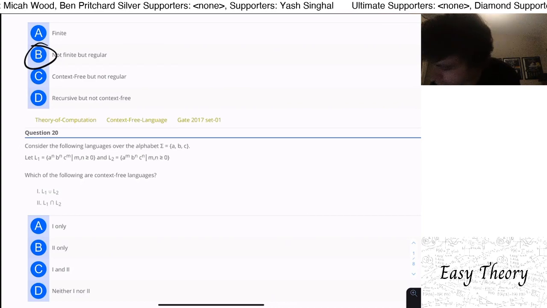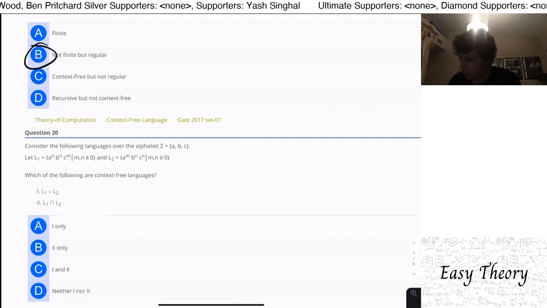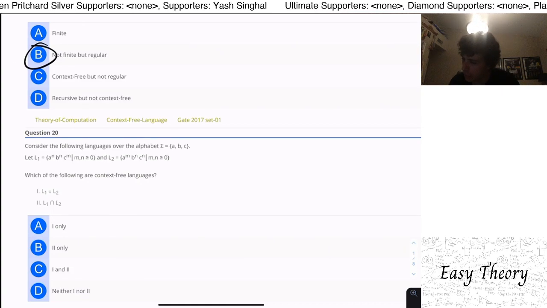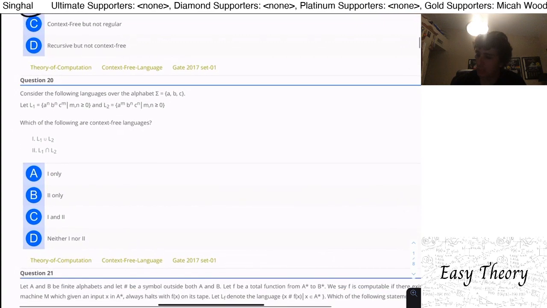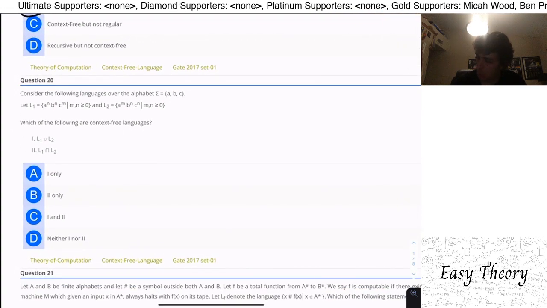So consider the following languages. Which of the following are context-free? Oh, okay, so this is a classic problem. If we have the same number of A's and B's and the same number of B's and C's, then that would imply the same number of A's, B's, and C's, which is not context-free. So 2 is not context-free for sure.